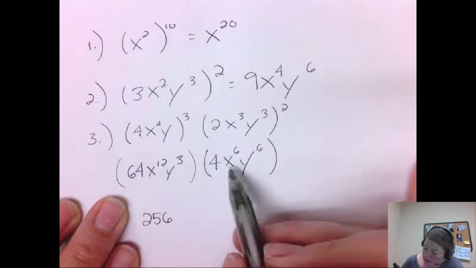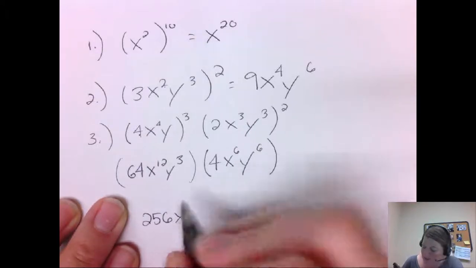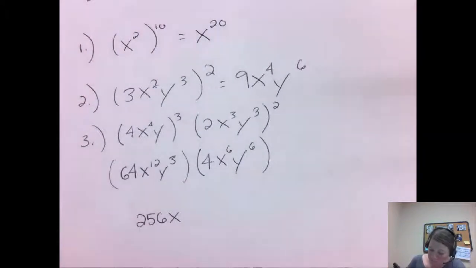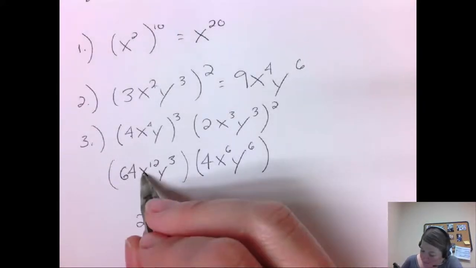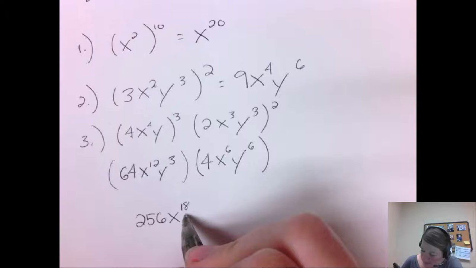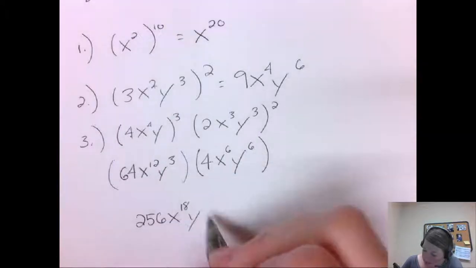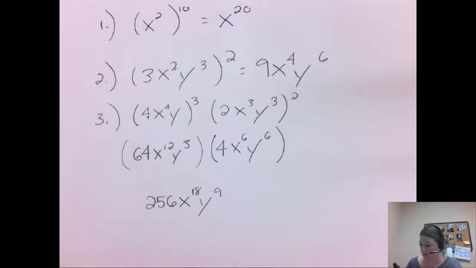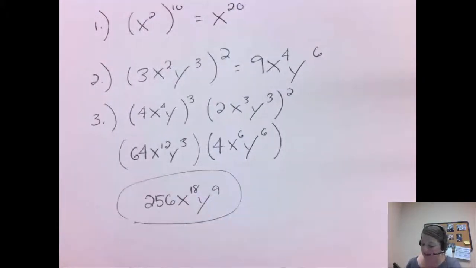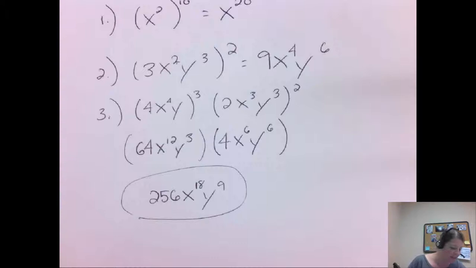X to the 12th and x to the 6th, you'd add those at this point because they're just multiplication. So this would be 18 total. I have 12 here, 6 here, makes 18 of them. For y's, you have 6 and 3, so that's going to make 9. Okay, so my final answer is 256 x to the 18th, y to the 9th. So we kind of mixed both of those rules that we have looked at.